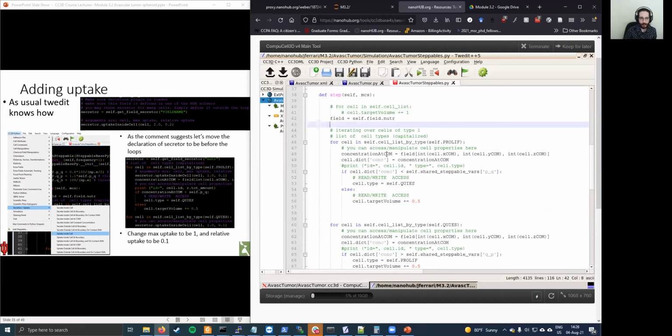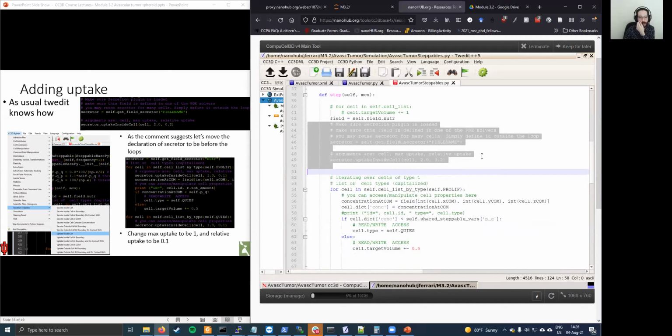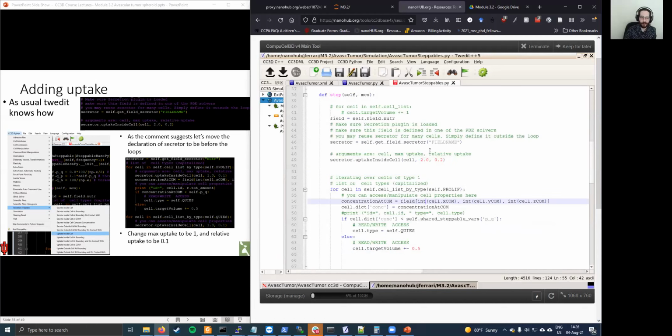So again, before the loop, CC3D Python secretion uptake inside cell. And now we have the commands we need. First, it's creating this object secretor, and that object is responsible for the uptake. To have the cell uptake, we call this function of secretor, passing to it a cell, the maximum uptake the cell can make, and the relative uptake.